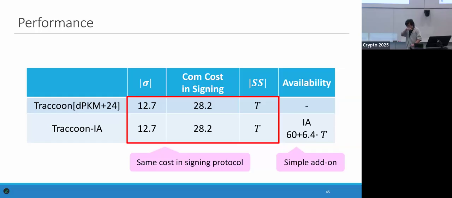For efficiency, because our IA protocol is a simple add-on to the original scheme, the cost during the signing protocol does not change. And the communication cost during the IA protocol is 16 plus 6.4 times T kilobytes per signer.